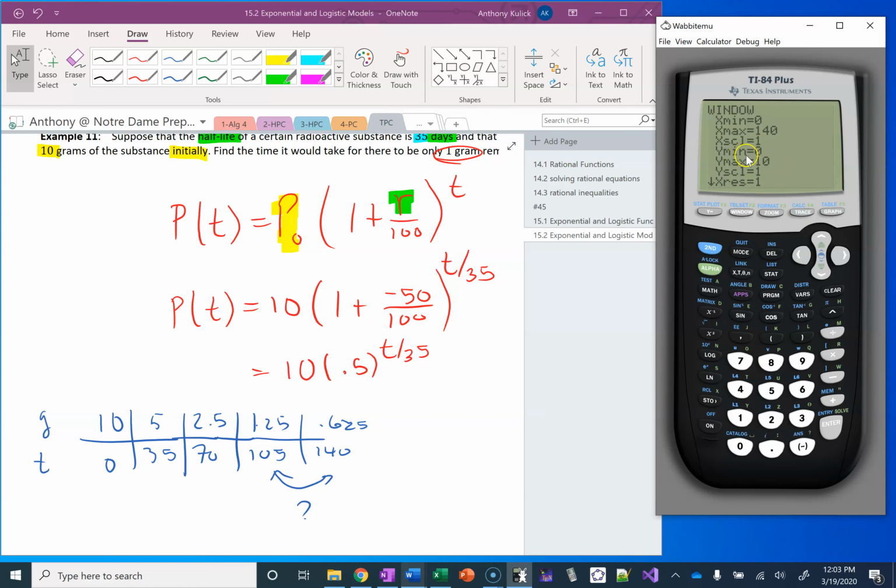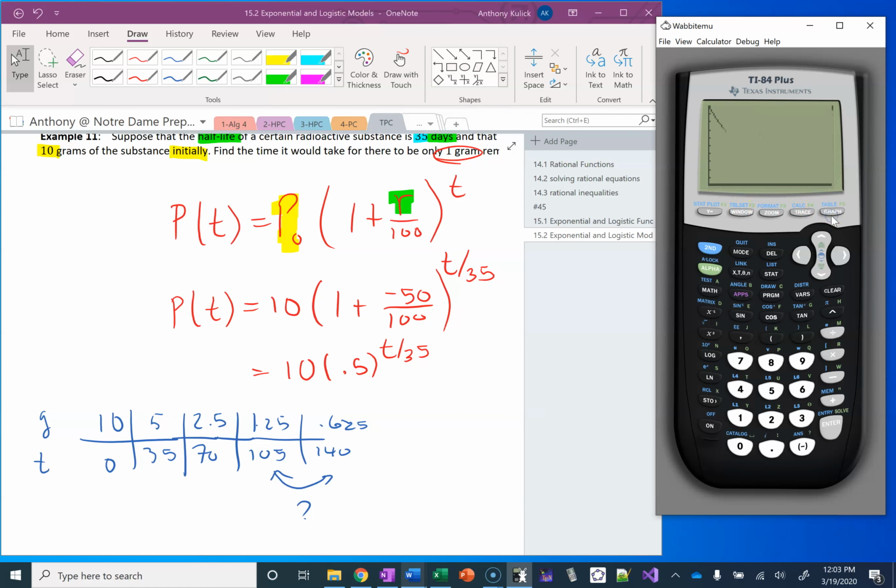The maximum is 10. That's how much we started with. Notice that when we're doing a decay problem, the initial amount, the amount we start with, is the maximum because we're getting less each time. And the minimum would be 0 because, again, you can't get less than 0 of something. You can't decay down less than 0.